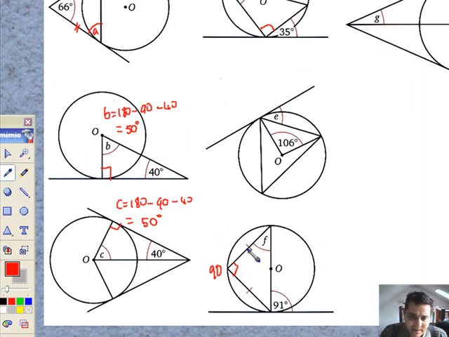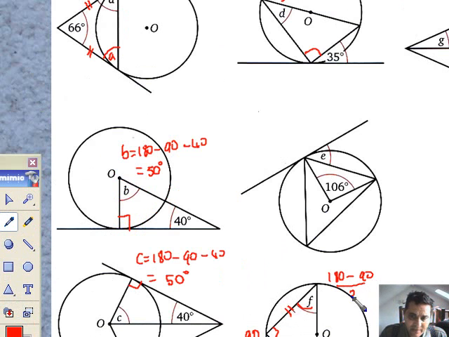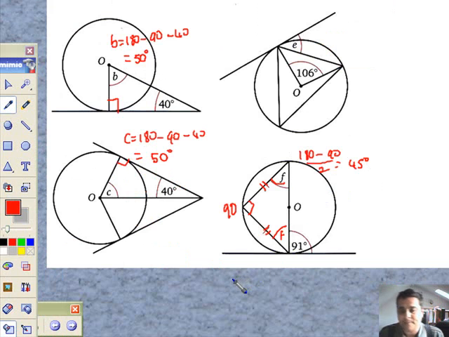If that's 90, then I've got an isosceles triangle, because I'm told it's isosceles, because it doesn't have to be, but I'm told that it is. Therefore, the angle F there will be the same as the angle F over here, and that's going to be 180 degrees take away the 90, and then you divide by 2. And of course, that's 45 degrees. That's one way of doing it.